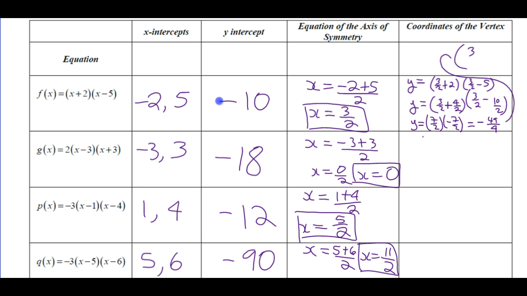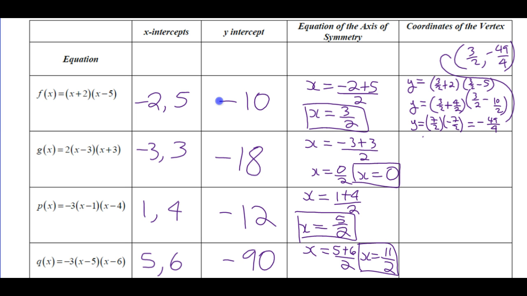So it's 3/2, negative 49 over 4. Again, what do we want? We want reduced fractions. Okay, so 49 over 4 is a nice reduced fraction. If you wrote negative 12.25, I'm okay with it, because it's exact. So you could go 1.5 comma negative 12.25.